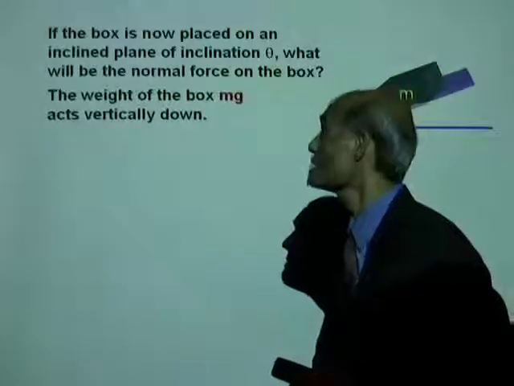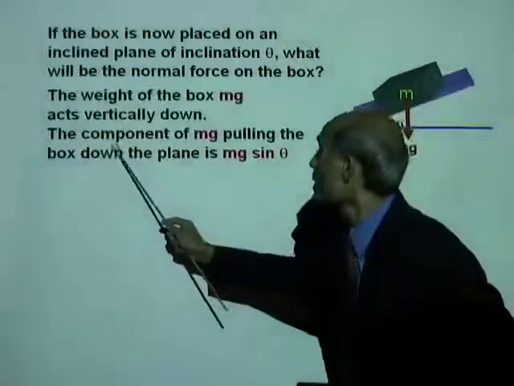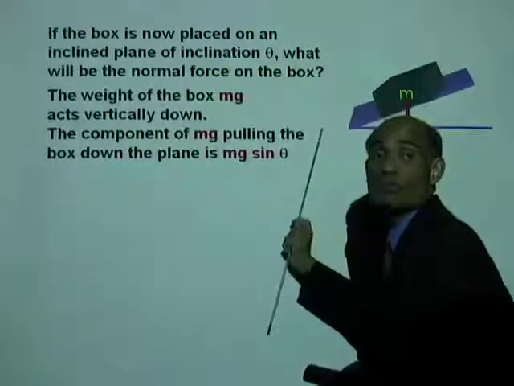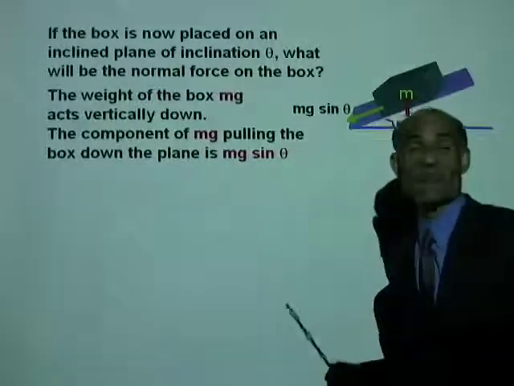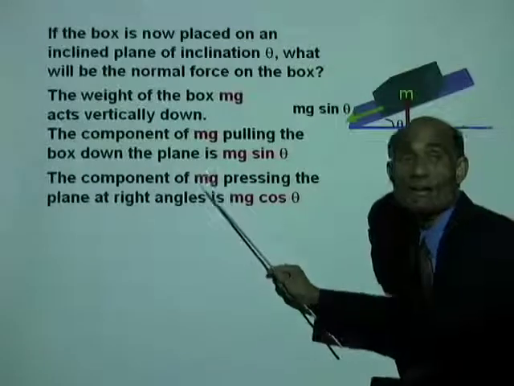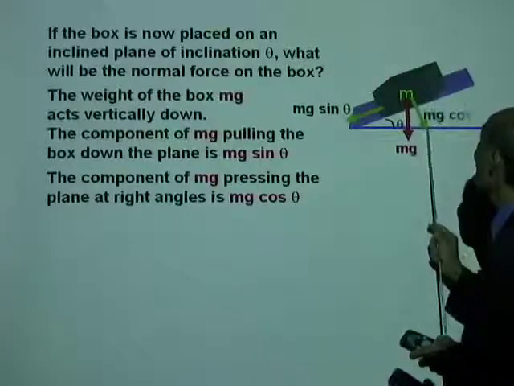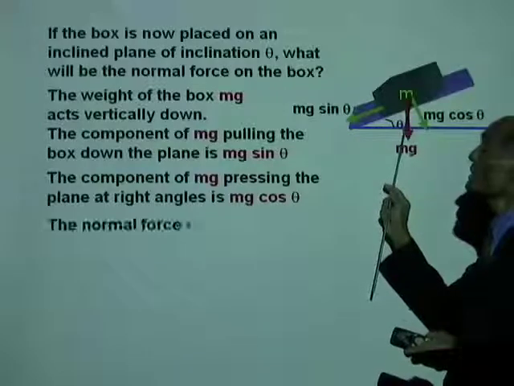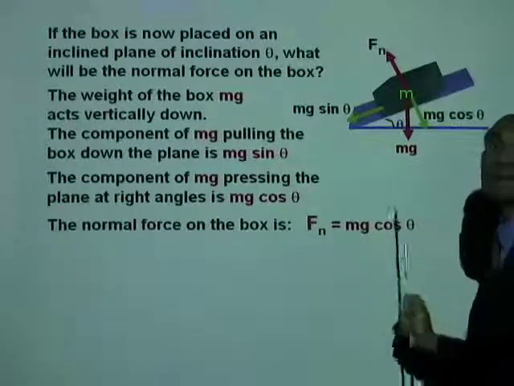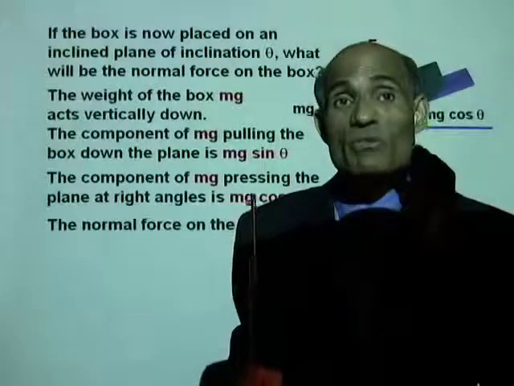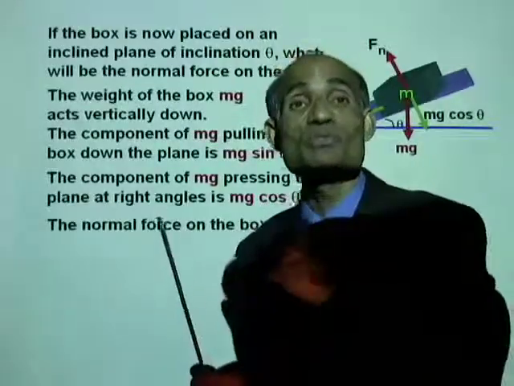The weight of the box mg acts vertically down. There you are, that is mg. And the component of mg pulling the box down the plane is mg sine theta. Mg sine theta pulls the box down the plane. And the component of mg pressing the two surfaces together is mg cos theta. And this is the normal force. The normal force between the two surfaces, Fn, is equal to mg cos theta. So wherever we use Fn so far, we need to replace that Fn by mg cos theta.